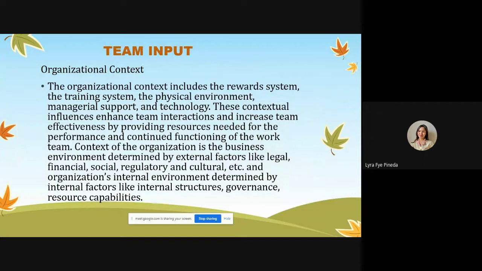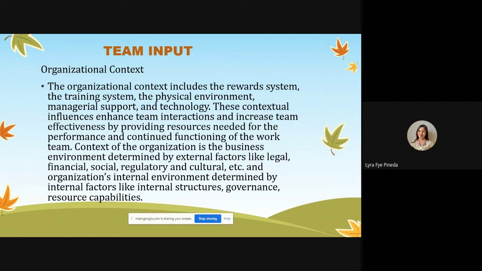So for the team input, the organizational context involves the reward system, the training system, the physical environment, the managerial support, and technology. The contextual influences enhance team interaction and team effectiveness by providing resources needed for the performance and continued operation of the teamwork. So it involves documenting the context, monitoring it regularly, and reviewing the organization.